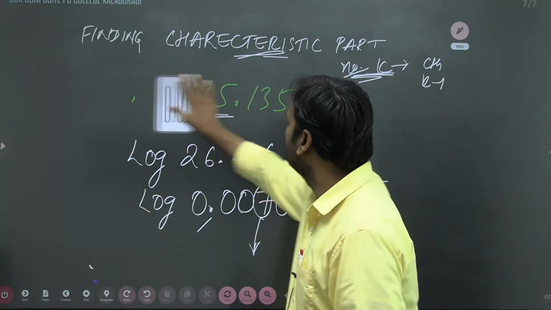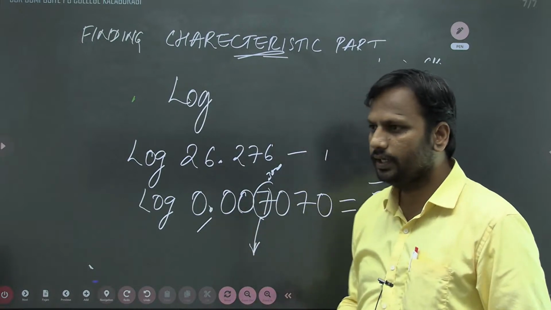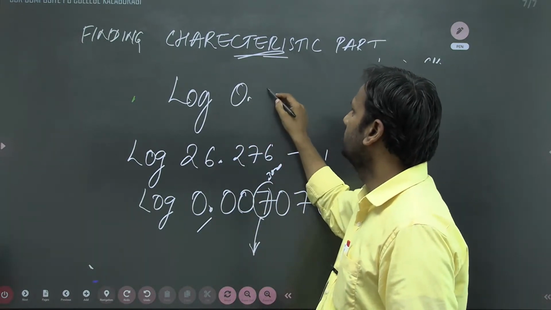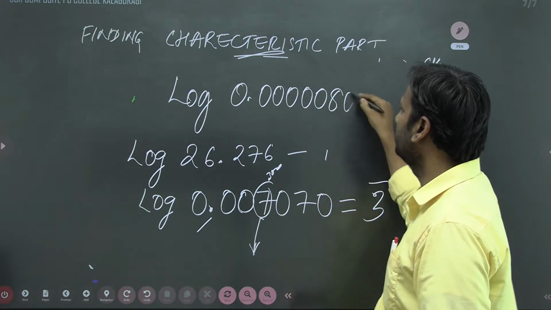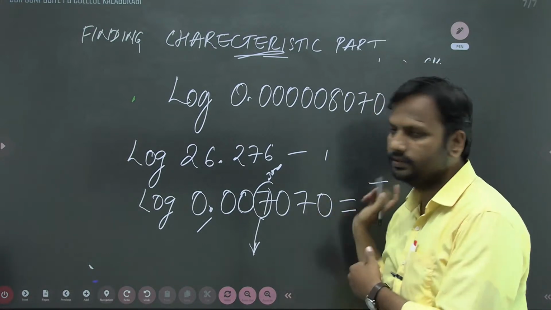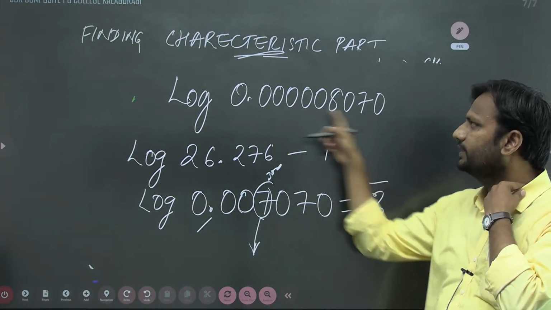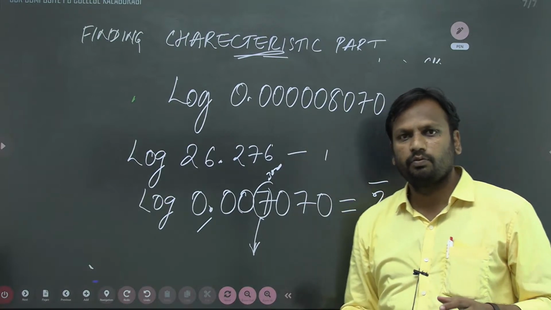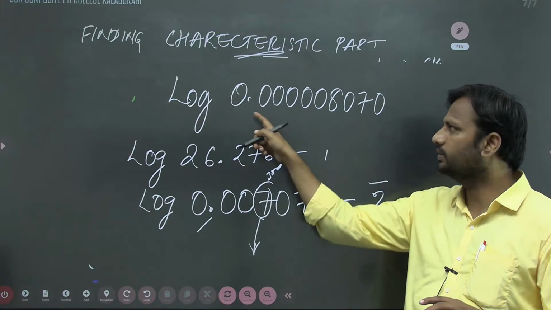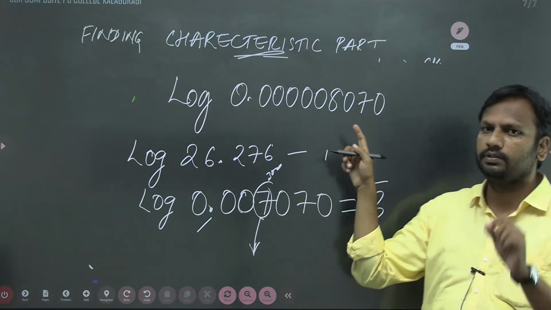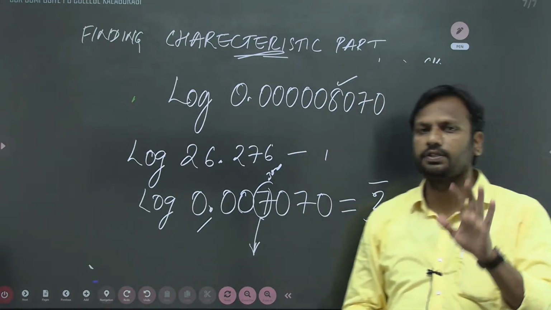So let me give one more here. Tell me the thing here. Right? So what happens? 0.0000, right? 0 once again 0, 8, 0, 7, 0. You should not think about the other zeros there. The first significant figure is 8 in this. After the decimal point, you should look for the first non-zero quantity. Here, what is the first non-zero quantity? 8. 8 is the first non-zero quantity.